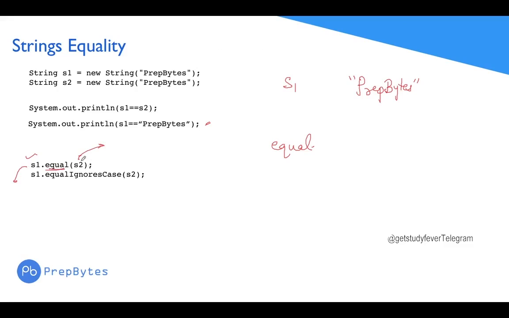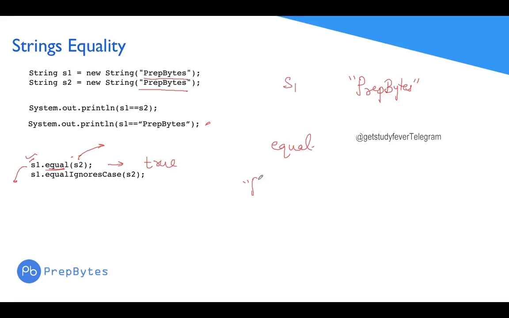We are checking whether all the characters of S1 and S2 are the same. So here it is checked whether this particular set of characters and this particular set of characters are the same or not. In this case, if both of them are the same, we get true, else we get false.